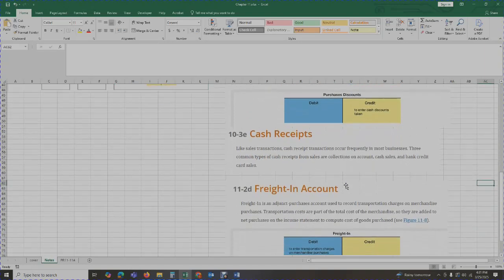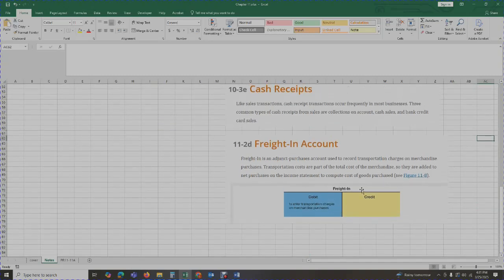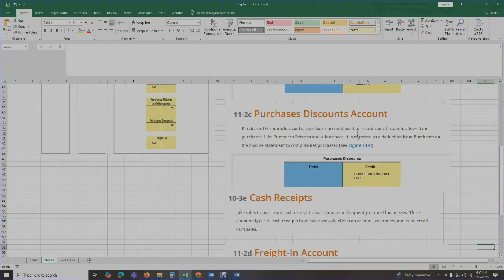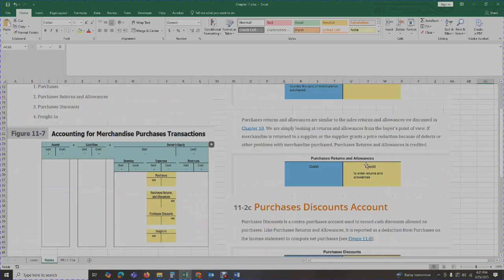Okay, and then we have our freight. This is where we keep track of any freight that is paid for when we purchase merchandise. Freight is an adjunct purchases account and is used to record transportation charges on merchandise purchases. Transportation costs are part of the total cost of the merchandise. Those have a normal balance of a debit. Okay, so purchases and freight have a normal balance of a debit. Okay, purchases, discounts, and purchases, returns, and allowances have a normal balance of a credit.